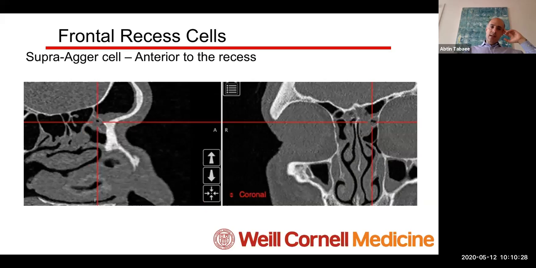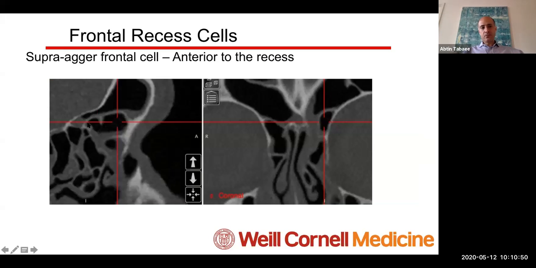If, on the other hand, the cell is anterior to the recess, it's going to be related in some way to the agger nasi. And so you can have one or multiple of these cells, but it's a supra-agger cell when it's still confined to the frontal recess. And as shown here, it's going to push the recess posteriorly. And so when you're working in this region, behind it will be the recess, and this could be pushed far back if it's a very hyperpneumatized agger region.